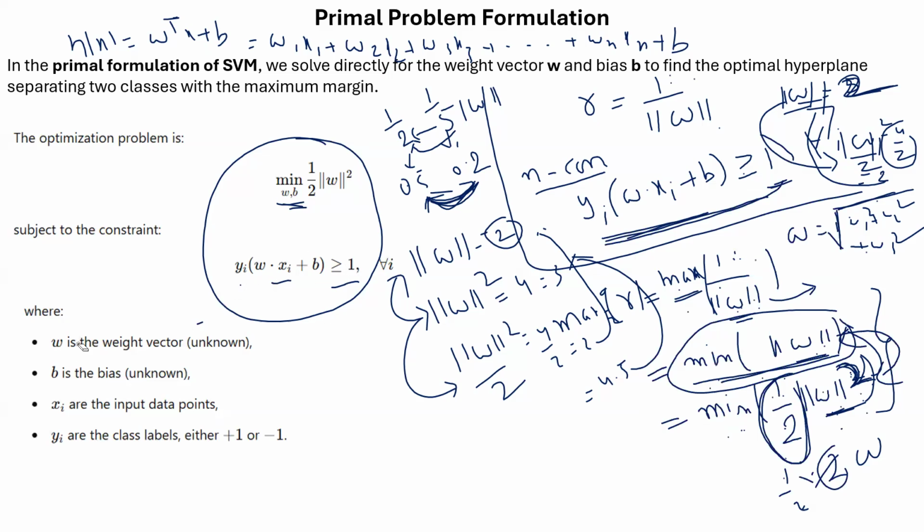So now let's come back. W is the weight vector. B is the bias. You already know what a bias is. We discussed how the values move by changing the value of the bias. We studied this, right?